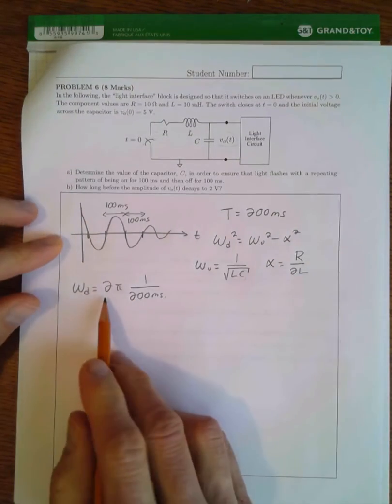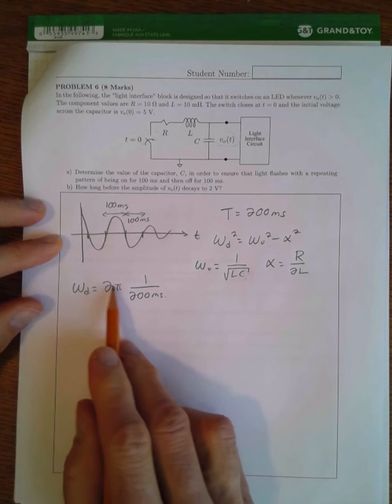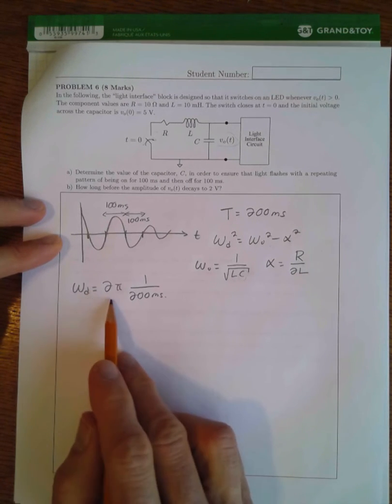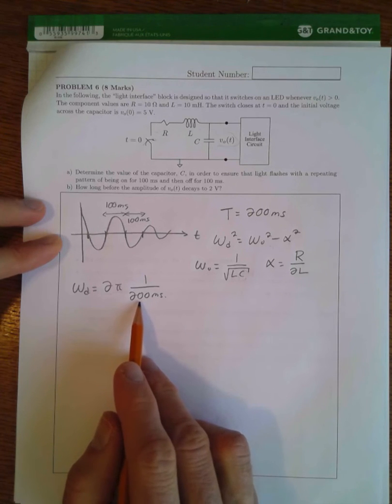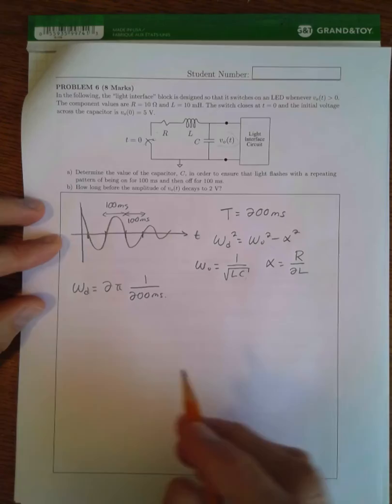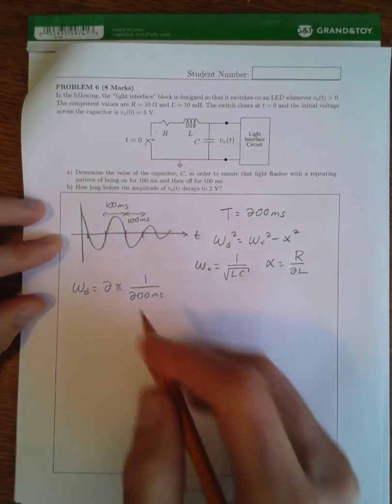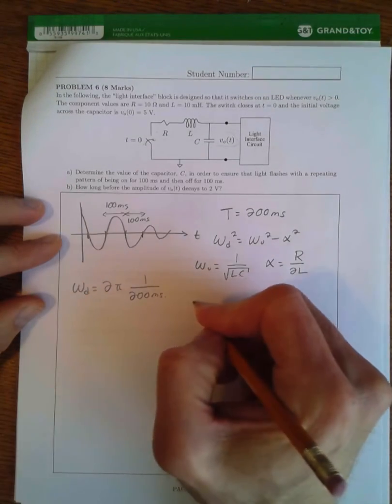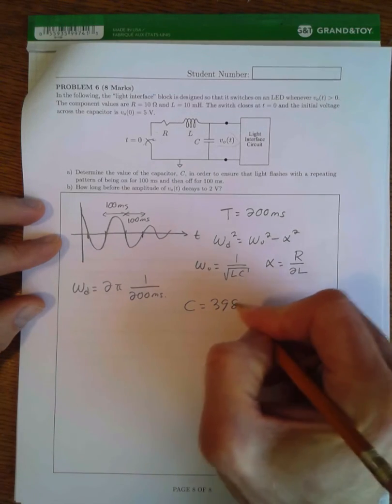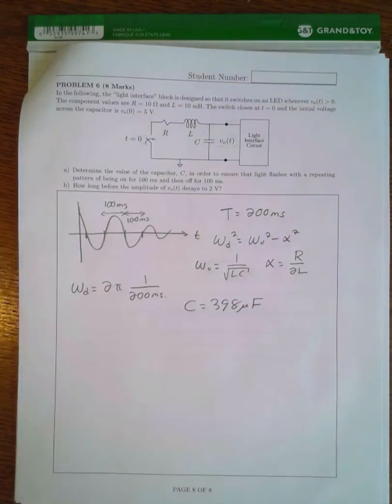I did take a mark off if people forgot the 2 pi, because it's a radian or angular frequency rather than just hertz, which would be 1 over T. And then if you plug in all these values and solve, you get C being equal to 398 microfarads.